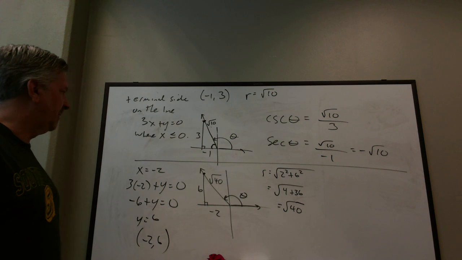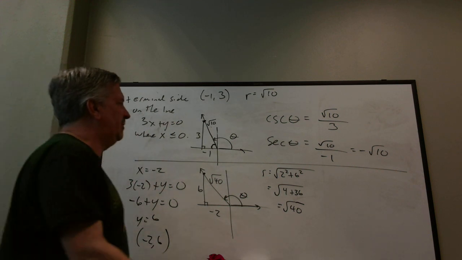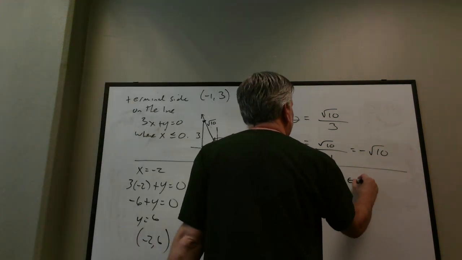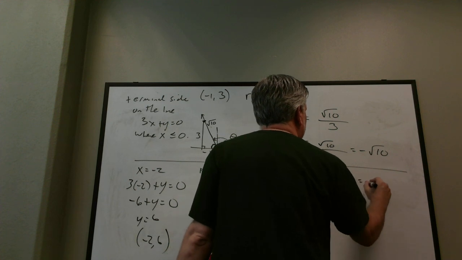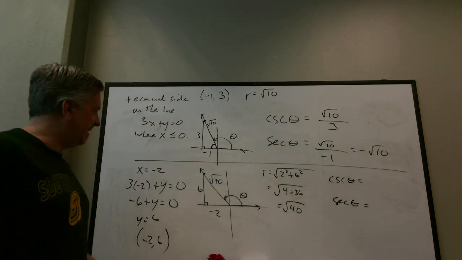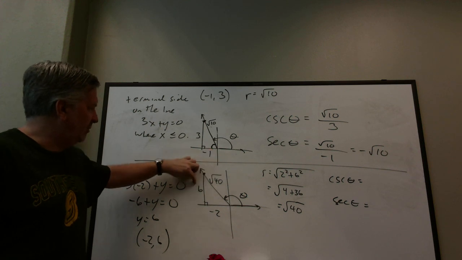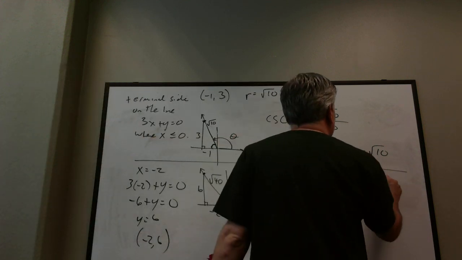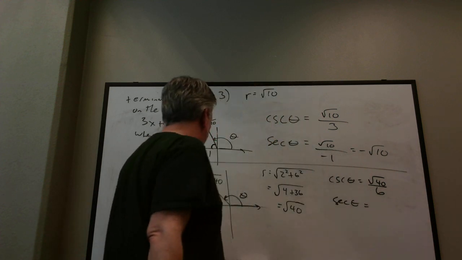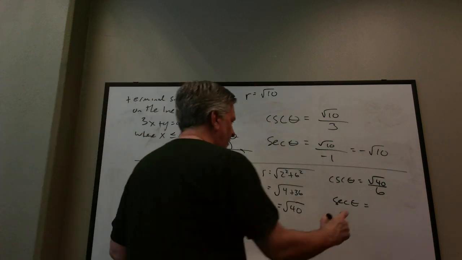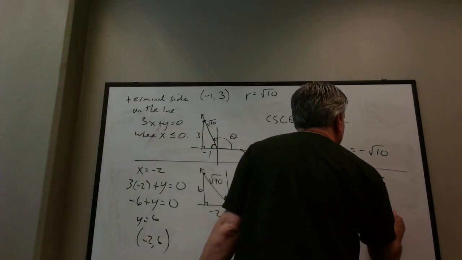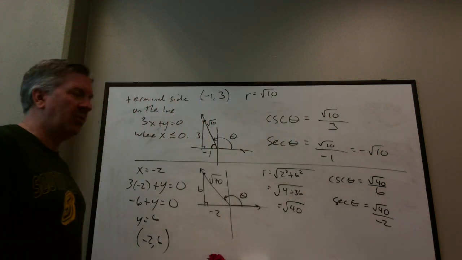Okay, I have my triangle picture here. Let's do the definitions. I need cosecant of theta and secant of theta. What's the definition of cosecant? It's r over y, hypotenuse over opposite. So it's square root of 40 over 6. And secant is square root of 40 over negative 2. Okay, so that's done.